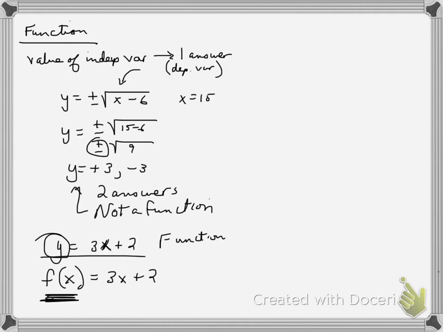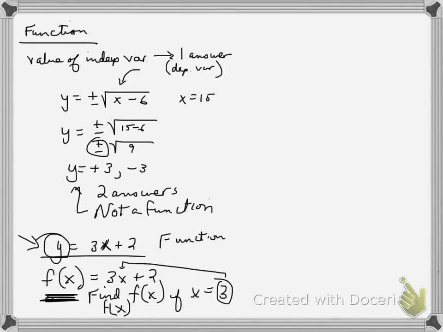If x equals 3, find f of x. If I'd written it this way, I would just say find y, solve for y. Okay, so this is just different vocabulary almost. So what would I do? I'd plug in my 3 every time I see an x. 3 times 3 is 9 plus 2 more is 11, so f of x in this case equals 11.